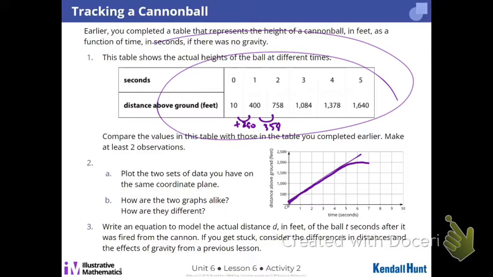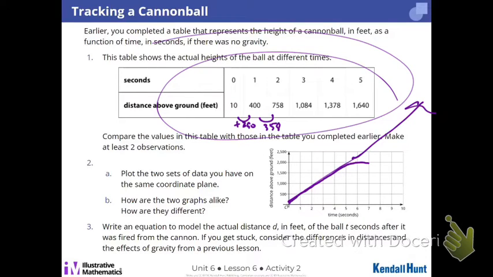Well, let's talk about the situation. What's a force acting on the cannonball as soon as it leaves? Gravity's slowing it down, right? What about the numbers of the two tables comparatively do you notice? So we notice this one's slowing down and the other one's linear, right? The other one keeps going though. Right? So things were similar early on. Anything exactly the same?